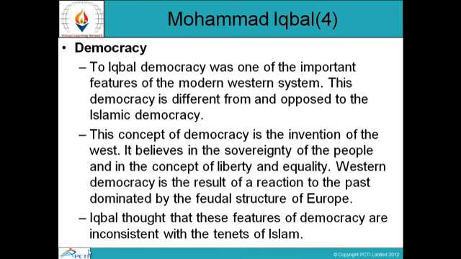That is why Western people reacted to it, and democracy was the result of it, which focused on sovereignty, liberty, and equality of the people. Iqbal thought that these features of democracy are inconsistent with the tenets of Islam. What Islam emphasized, the features of democracy of the West are not in agreement with the tenets of Islam.